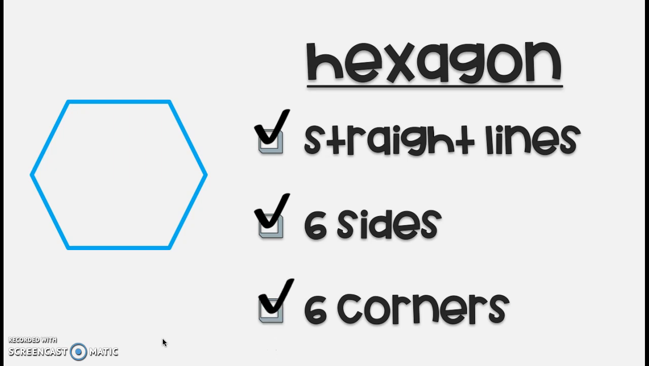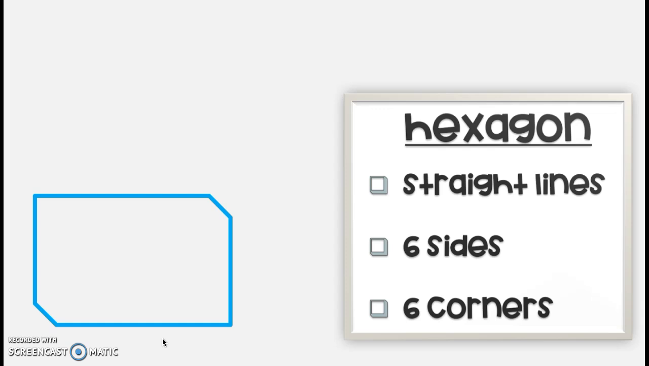All right, let's look at this shape. Is this a hexagon? Let's see. Does it have straight lines? Yes. No curvies there. Ooh, does it have 6 sides? Go ahead and count, friend. Okay, here we go. 1, 2, 3, 4, 5, 6. Hey, yeah, it does have 6 sides.